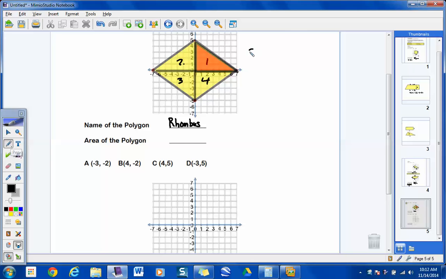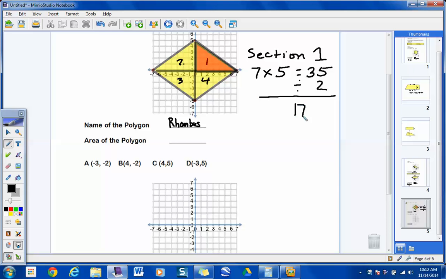So section 1, my area would be 7 times... how about the height of section 1? 5. What's that equal? 35. But as section 1 is a triangle, what do I have to divide that by now? What is 35 divided by 2? 17.5. 17.5 is what you get. So the area of section 1 is 17.5 square units.